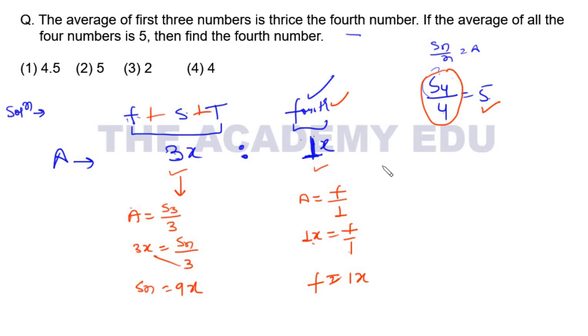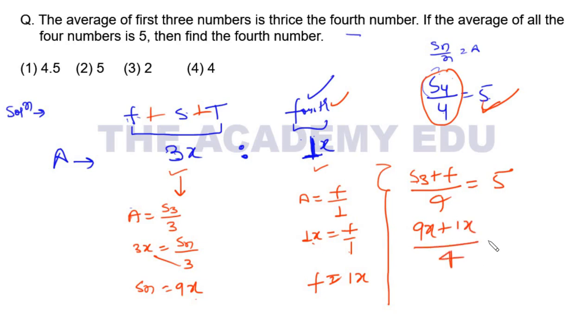If I want to find the average of all the numbers, I need to add the sum of these 3 numbers plus the fourth number, upon 4, which is equal to the average. The total numbers' average is 5. Got it? So what is S3? 9x. What is the fourth number? 1x. Upon 4 equals 5. Cross multiply: 9 plus 1x, 10x equals 20. Zeros cancel, x is equal to 20 by 10, so you get 2.